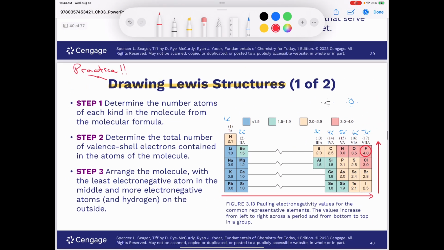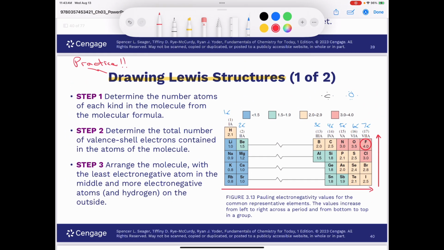So again, going back to step 3, we're going to put the least electronegative atom in the middle, unless it's hydrogen. Hydrogen can never be in the middle. Why? Because hydrogen can only ever form 1 bond. Hydrogen can only form 1 bond and it has no lone pairs, and the reason is that its electron configuration is 1s1. It only has an s orbital available to it.